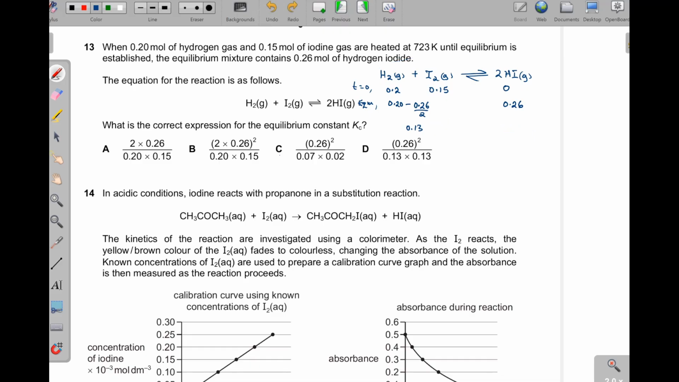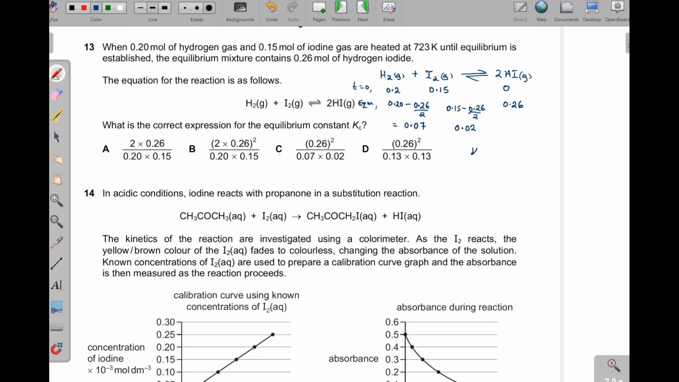Then we are also going to have the same thing here, 0.15 minus 0.26 out of 2. Okay, so this one will give us, this is 0.2, then you subtract 0.13, that will be 0.07, and then 0.15. When we subtract 0.13, that will be 0.02.